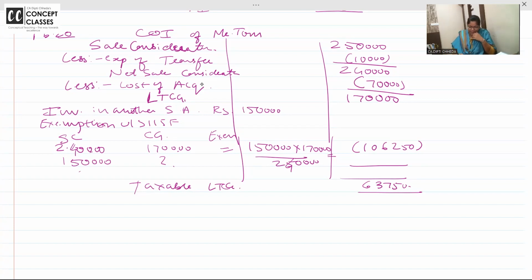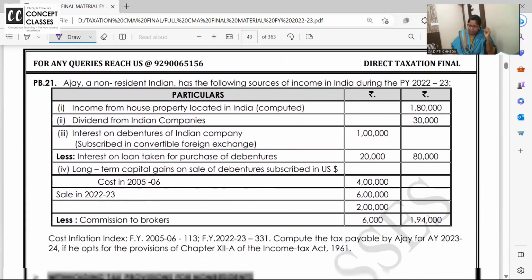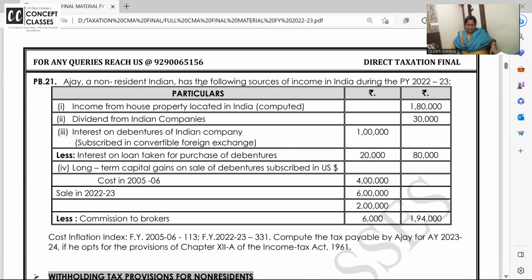Let us take up one more last problem for this concept, and that is problem number 21, already asked in exam. Ajay, non-resident, has following source of income: income from house property computed. Whenever they give computed, it means DAV, municipal taxes, NAV, standard deduction, सब हो चुका है, then only you call it as computed, right?